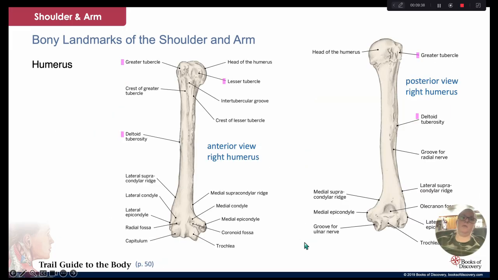All right, some bony landmarks of the shoulder and arm that we're going to talk about today specifically. There's only a few right now that I want you to know until we get into the lower arm. We need to know about the greater and the lesser tubercles. And also there's a little notch down here called the deltoid tuberosity. These landmarks on the humerus are really important because some major muscles connect to these bony landmarks.